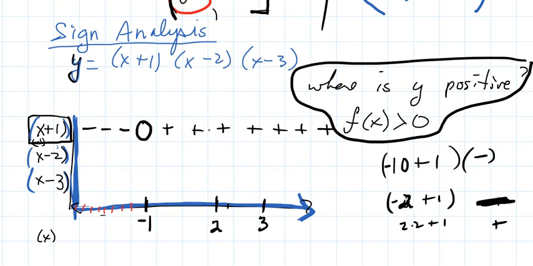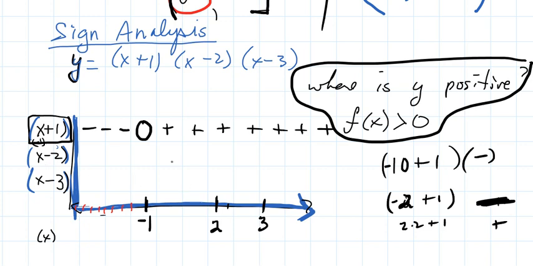And just a heads up, this is the way it's going to be most of the time. Negatives on the left, positives on the right. As long as your x term is positive, then this will always happen. If the x is negative, then it's going to be opposite. But let's just do another one here.